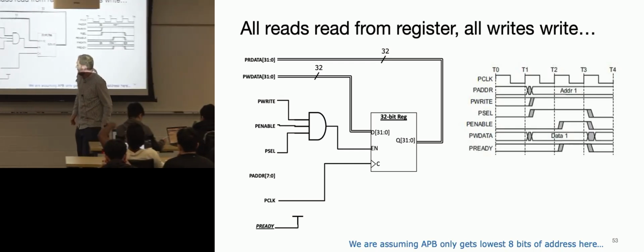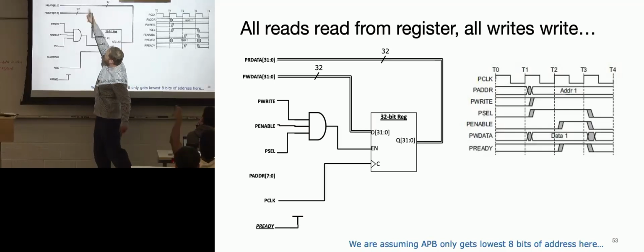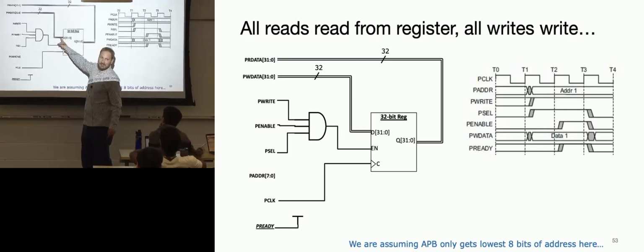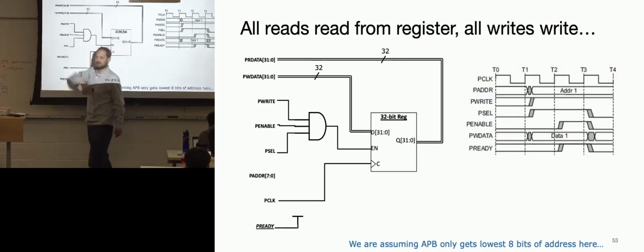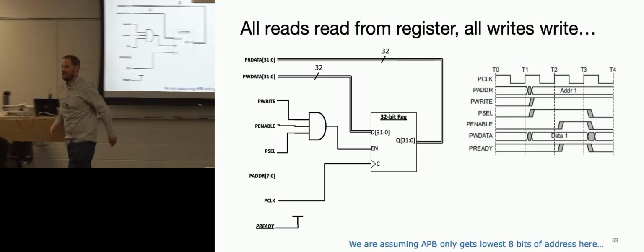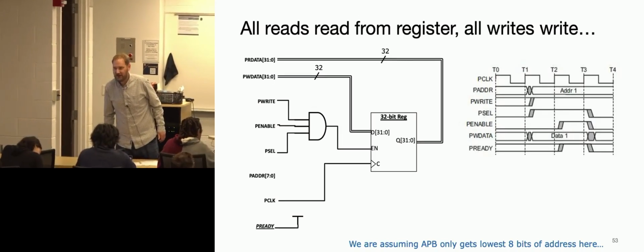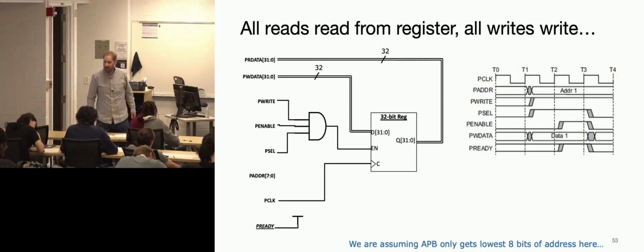For P write data and P read data, are the double lines just signifying that it's a bus that could go either way? Yes. This is the bus, and then we gave you the second hint here that it's a 32-bit bus. One more, yeah. Data in a 32-bit bus structure.